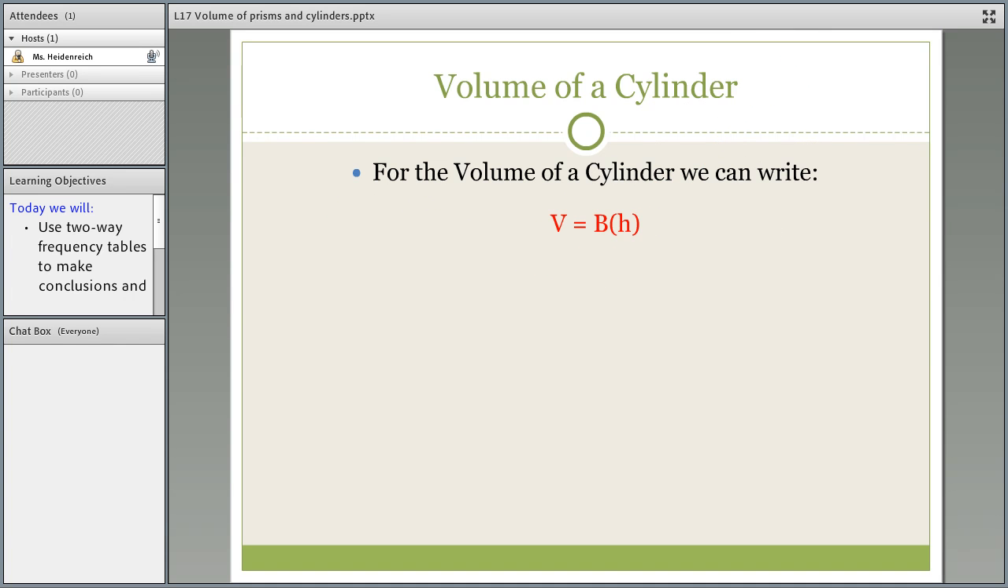We can either use the one we've been using, area of the base times the height, or you can choose to say, well, I know that my base is always going to be a circle on a cylinder. So my area of my base will always be pi r squared. And so you find the area of your base, which is a circle, pi r squared, and you multiply it by the height. So it's up to you which of those two formulas you prefer.